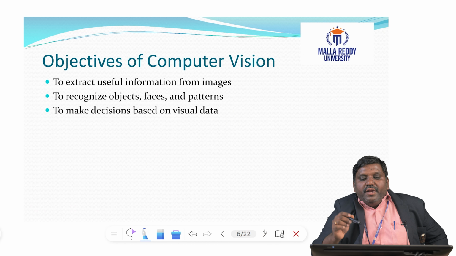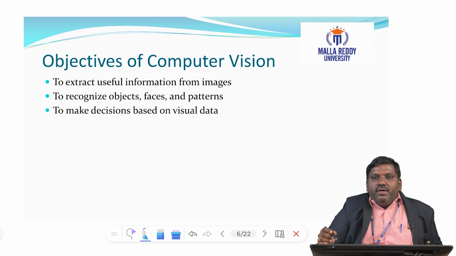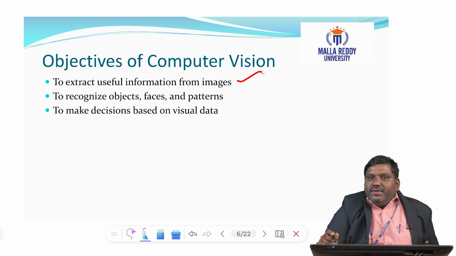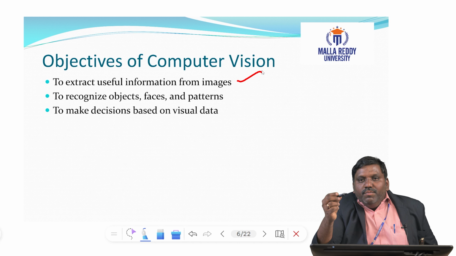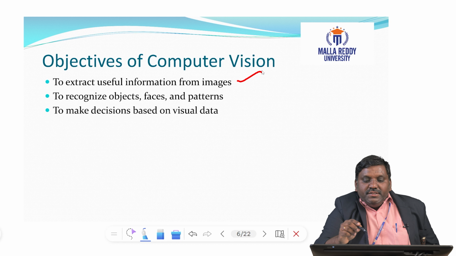Then the main objective of computer vision is to extract useful information from the image. If you are feeding an image as the input, your computer vision system wants to give some useful information. It may be in the form of patterns. Pattern recognition is an important task of our computer vision technique.